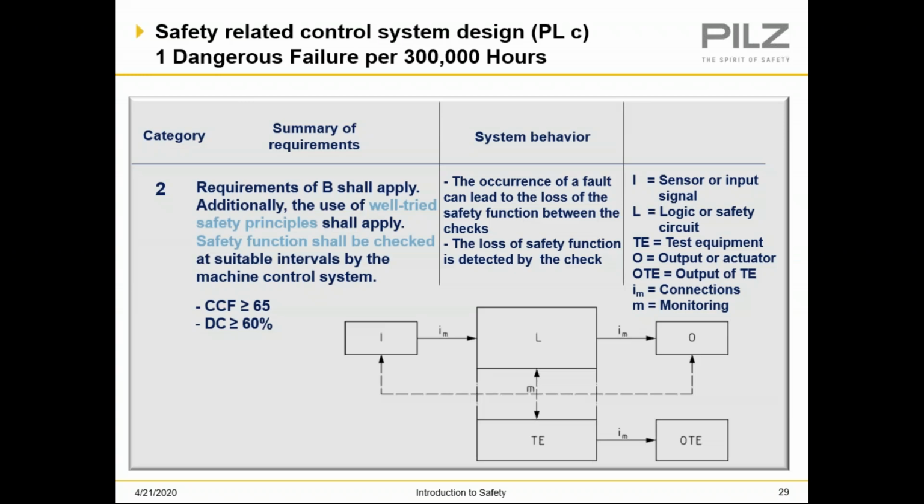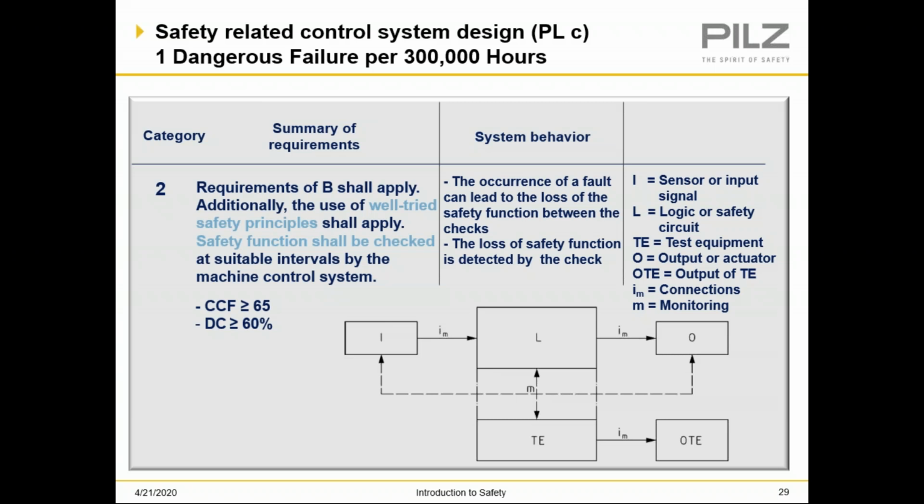PLC, which is safety category 2, 1 dangerous failure per 300,000 hours. Same requirements as B, except now we're having well-tried safety principles applied. The safety function shall be checked at suitable intervals within the machine control cycle system. The occurrence of a fault can lead to the loss of safety function between checks. The loss of the safety function is detected. So now we're looking for faults in the system by our logic device, and we're testing.